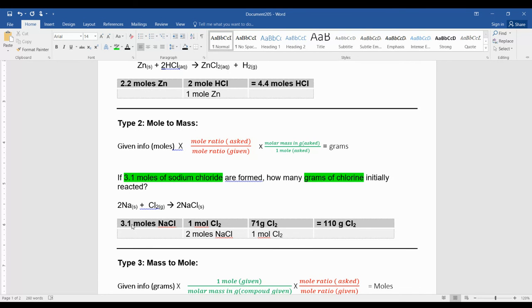So we know the drill: 3.1 times 71 divided by 2, which gives you 110 grams of chlorine gas. So that's your final answer. Let's look at the next problem.